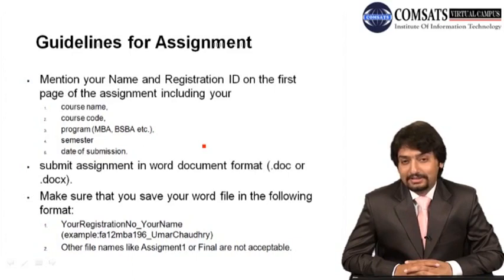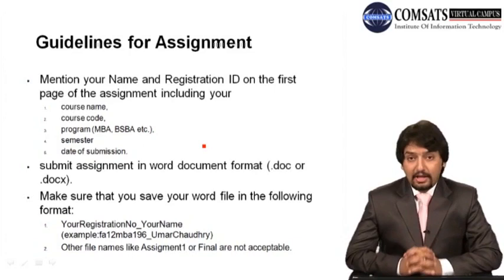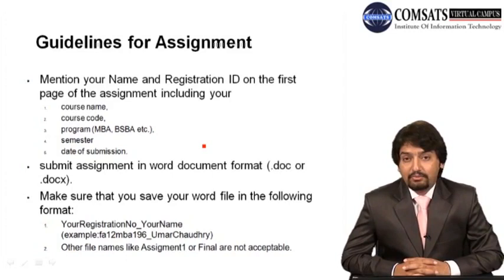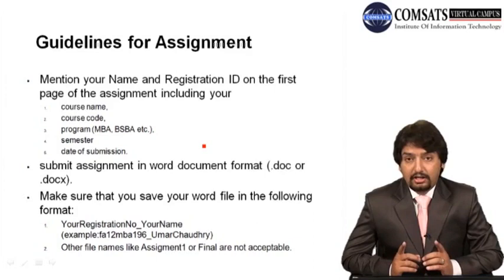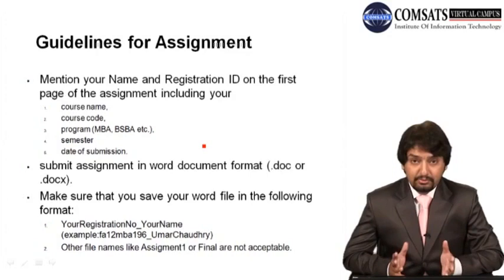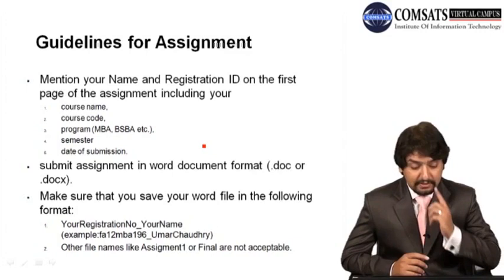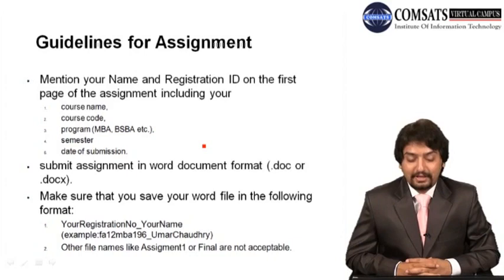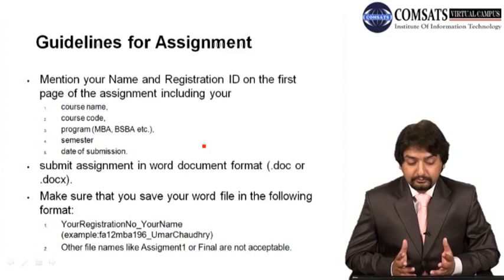Okay. Then, once you're done with your assignment, I want you to save the assignment in a specific format. Put your registration number first, underscore your name. This will allow us to quickly identify your assignment. So once you're done with your assignment, save it with your registration number and your name. When you see these slides, you can see that I have given an example here, where I have put FA12 MBA196 and underscore my name Omar Chaudhary. So this helps to identify the assignments.